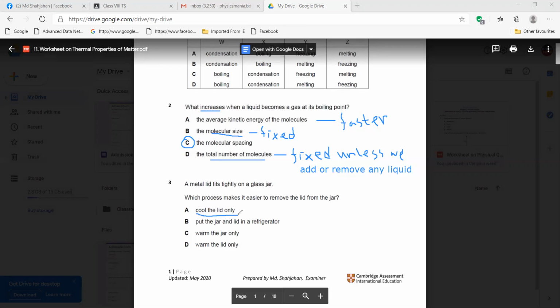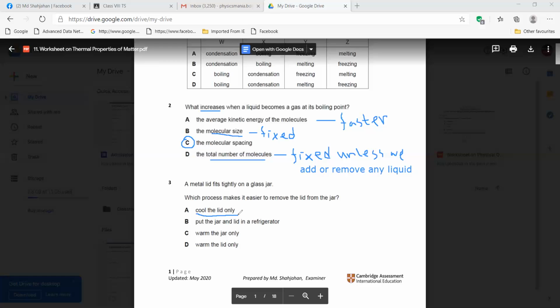Then why are we not taking B? Why are we not taking B? If you give less temperature, that means you are keeping it in the refrigerator, then both the jar and lid become contracted, right? So it will be like before, they are still tight.